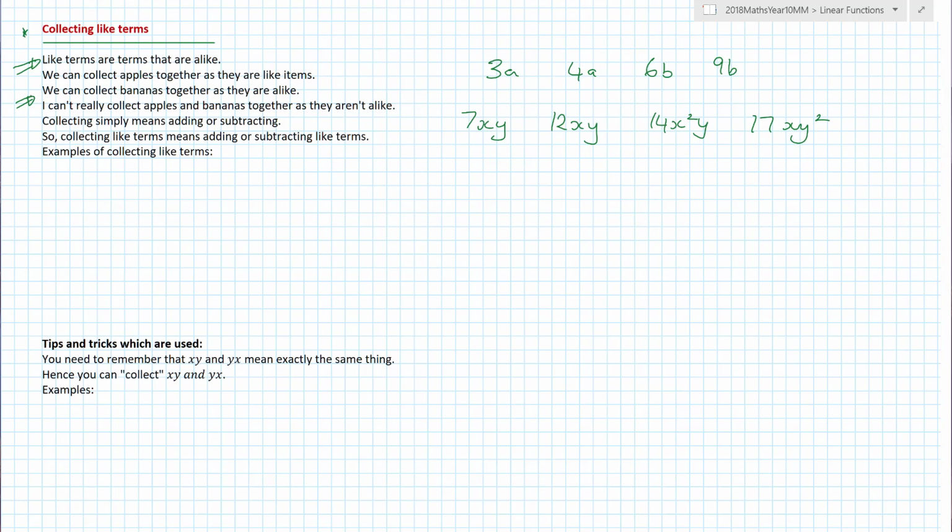If I put apples in my basket and then more apples in my basket, I can add them together and go, oh, I've got more apples. I've got 12 apples. But if I put apples and bananas in my basket, say 3 apples and 4 bananas, then I'm not going to suddenly turn around and say I've got 7 apple bananas.